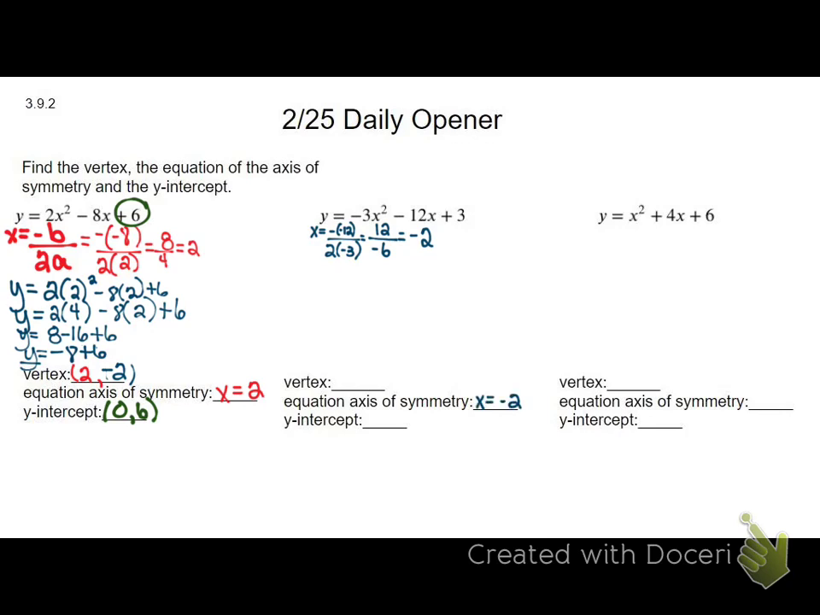So the equation of the axis of symmetry is going to be x equals negative 2. So now I have part of my vertex. I have the x value, which is negative 2. So now I'm ready to find my y value. Okay, Danny helped me with that part. Ben, let's hear how we find my y value for my vertex.